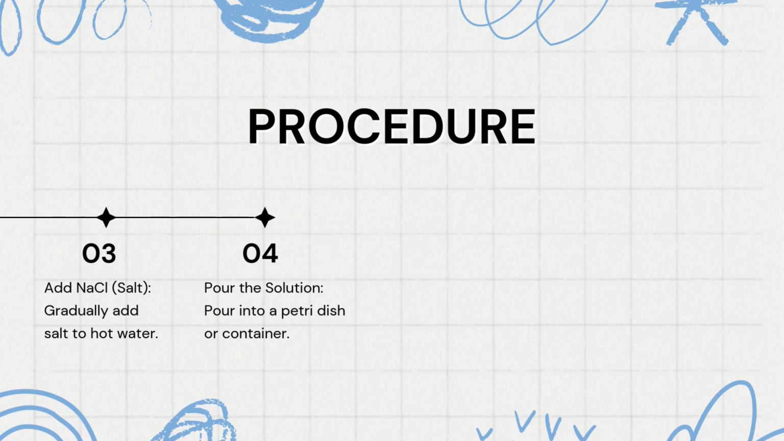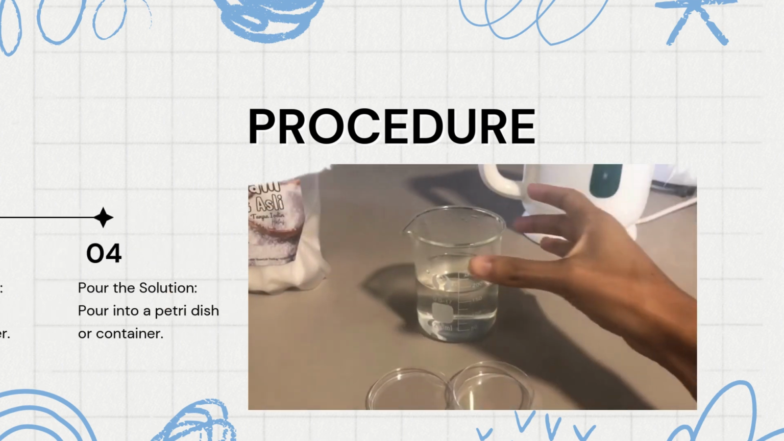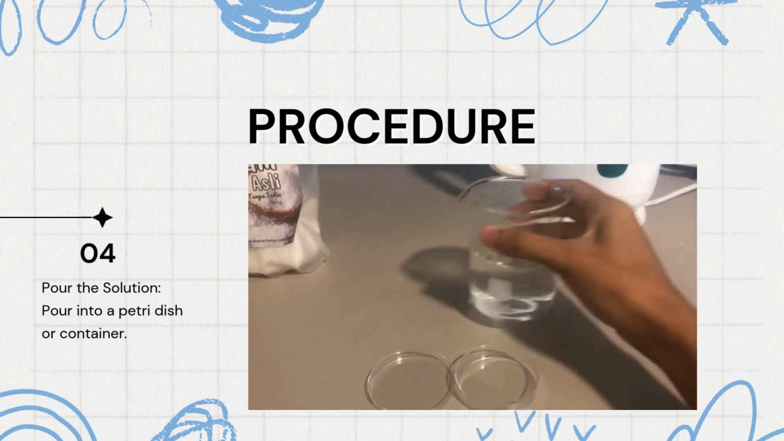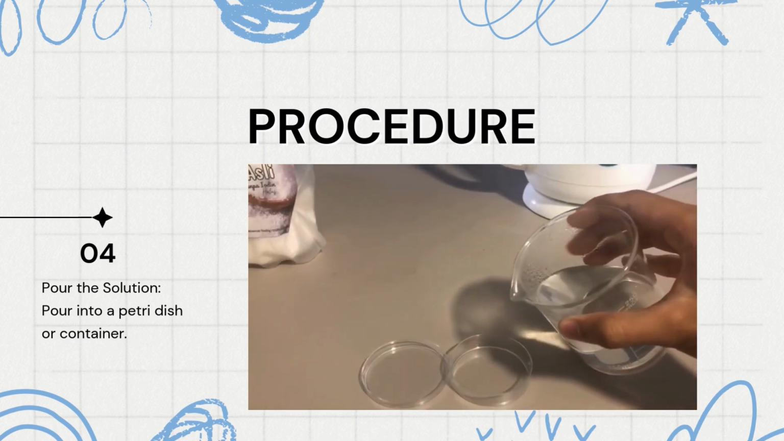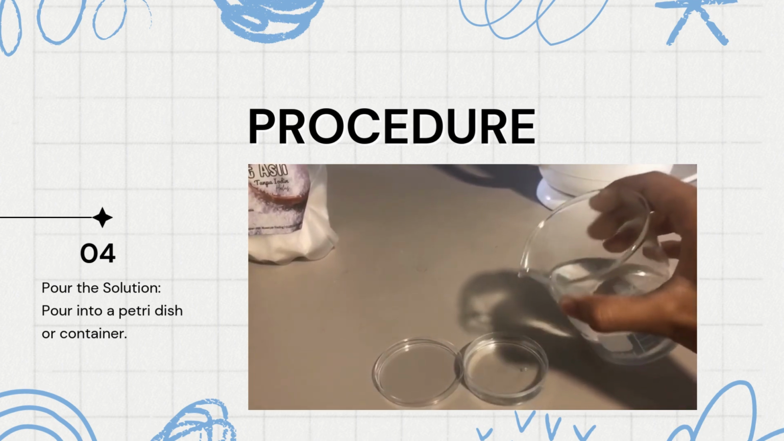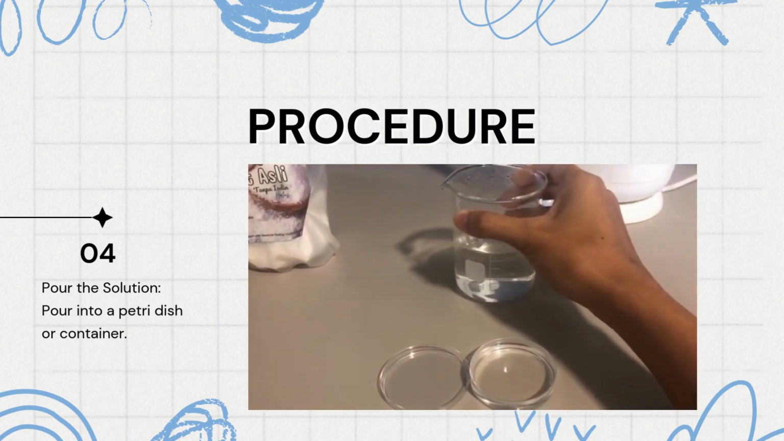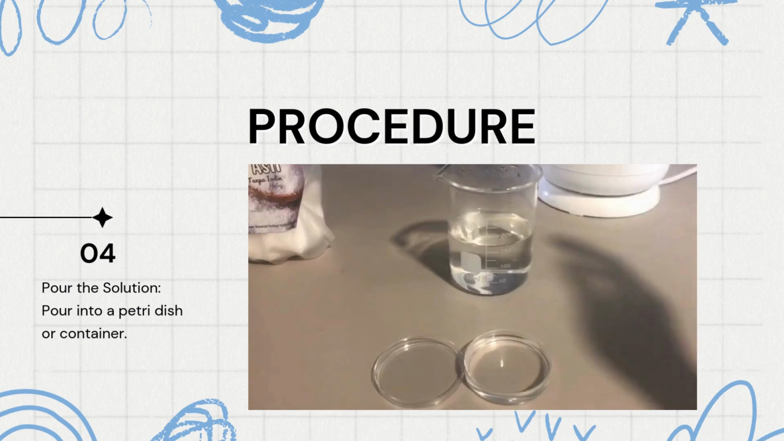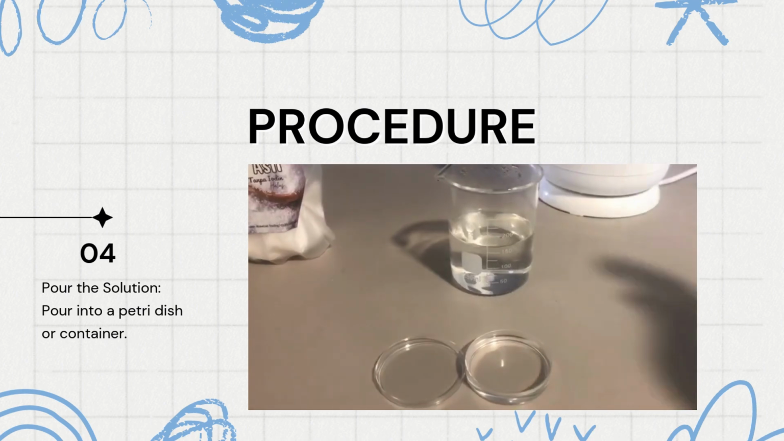For the fourth procedure, we need to carefully pour the solution into a petri dish or a clear container. Avoid pouring undissolved salt to maintain clarity in the solution. The size of the container can also affect the rate of evaporation and crystal size.